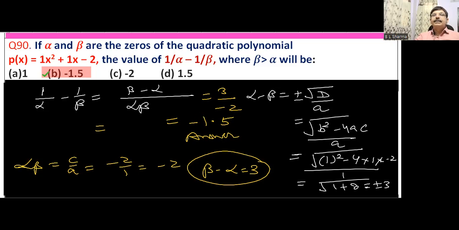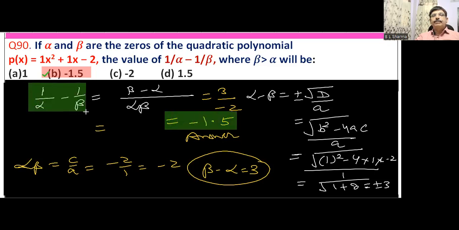That is 1.5. The value of 1 upon alpha minus 1 upon beta will be negative of 1.5. And this is the answer of this question.